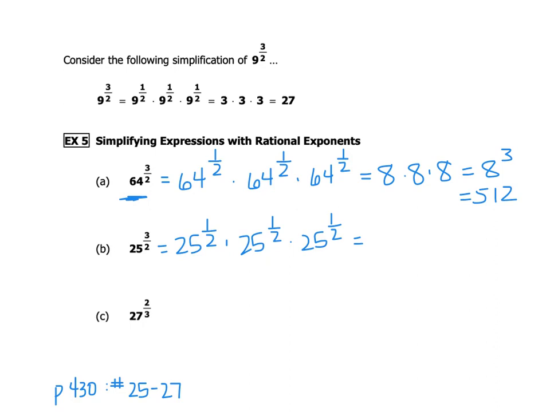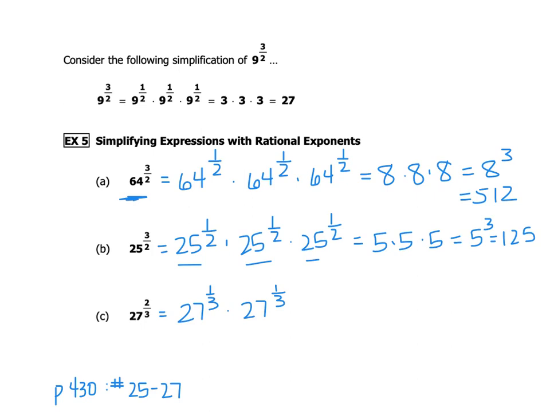In the next example, we have 25 to the 3/2 power. Well, that 3 in the numerator means let's write 25 to the 1/2 power 3 times. So 25 to the 1/2 power multiplied 3 times. So 25 to the 1/2 power equals 5, because 5 to the 2nd power equals 25. So this is going to be 5 times 5 times 5. I can do this one in my head: 5 to the 3rd power, which gives us 125.